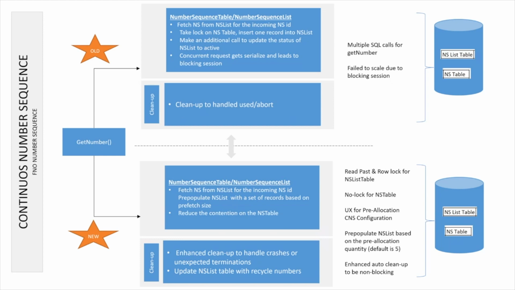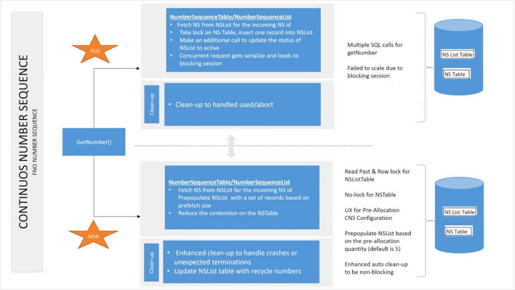We have also seen to it that, based on the experience with the non-continuous number sequence, we have set a default size for the prefetch value. Let's say you enable this particular feature, you don't have to go to each continuous number sequence and set the prefetch size. It will by default use 5 as the default value.